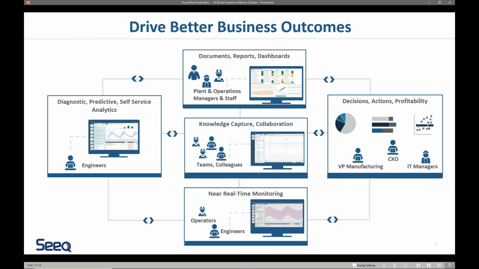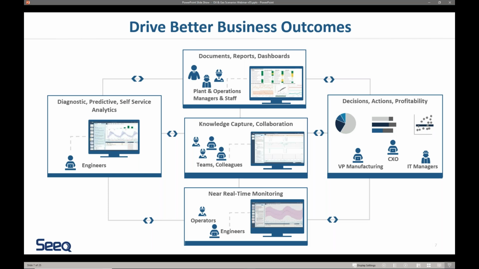What does an analytics solution need to look like to improve that whole work process? I'd like to start by looking at the right-hand side of this, where we have decisions, actions, profitability. That's our ultimate goal on what we want to be able to achieve for the business. Where does that start when we talk about the data that we have? That starts on the left-hand side, where we want to be able to do diagnostics on that data. We want to be able to do predictions from that data. We want to be able to have self-service analytics for engineers to be able to go in, make sense of that data, and then use that to ultimately drive those decisions and actions that we do in our business.